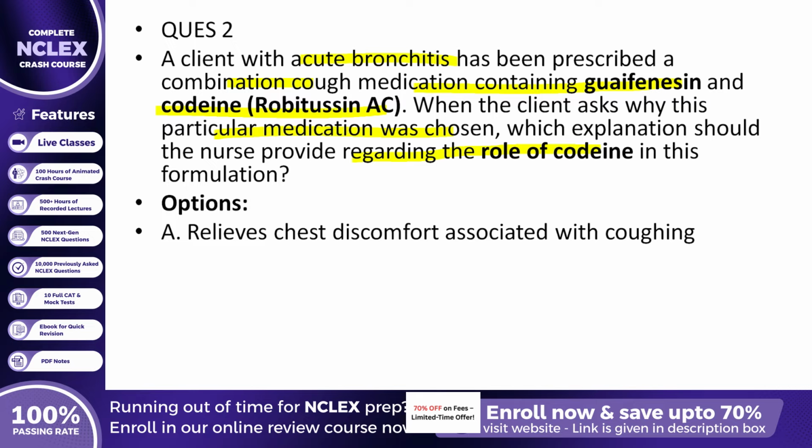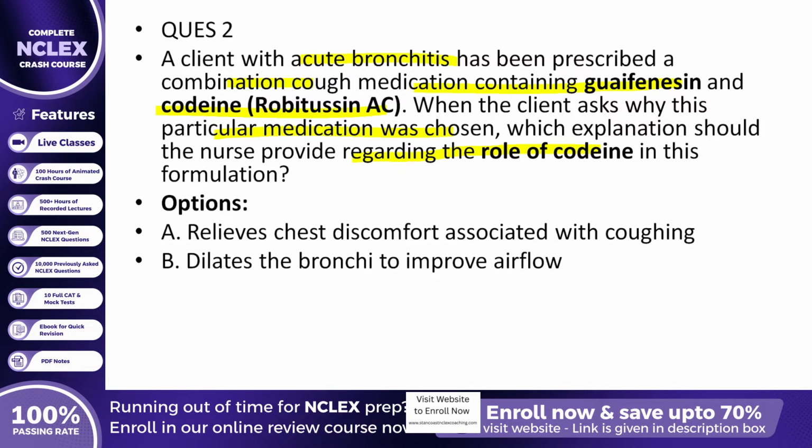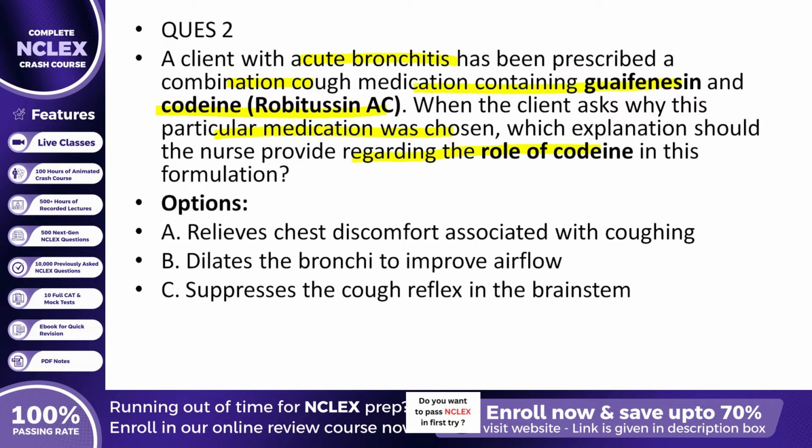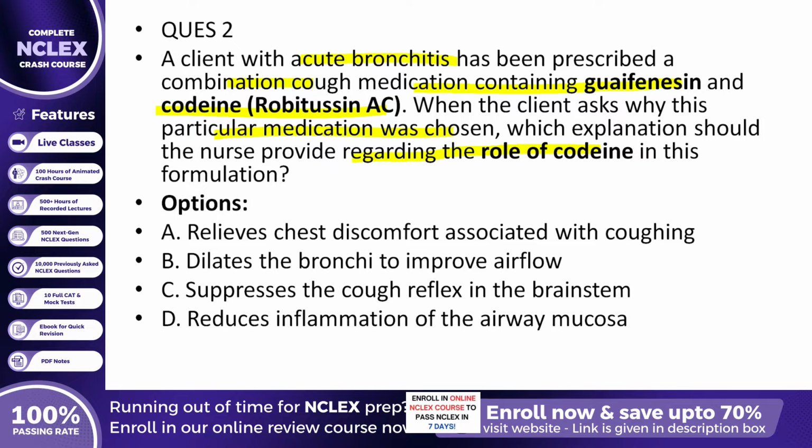Option A, relieves chest discomfort associated with coughing. Option B, dilates the bronchi to improve airflow. Option C, suppresses the cough reflex in the brainstem. And option D, reduces inflammation of the airway mucosa. The correct answer is option C, suppresses the cough reflex in the brainstem.